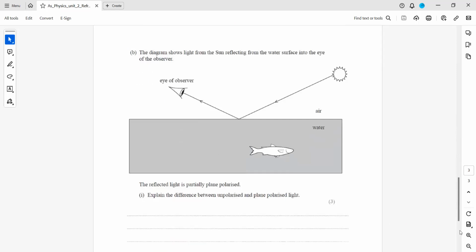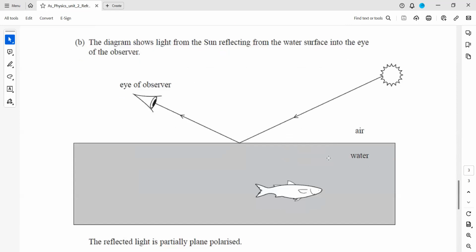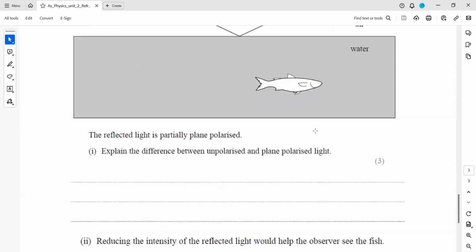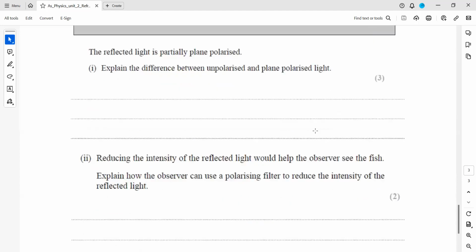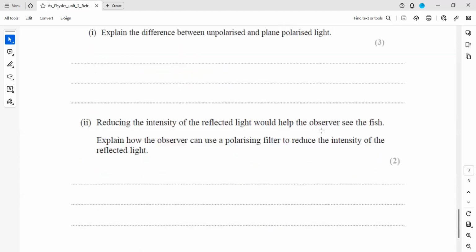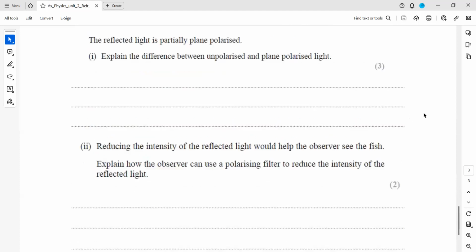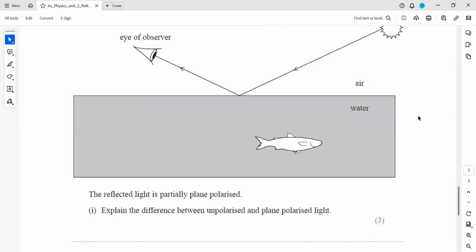The next question. The diagram shows light from the sun reflected from a water surface into the eye of an observer, and the reflected light is partially polarized. Explain the difference between polarized and unpolarized light. And then, reducing the intensity of the reflected light would help to see the fish. How can the observer use a polarizing filter to reduce the intensity?